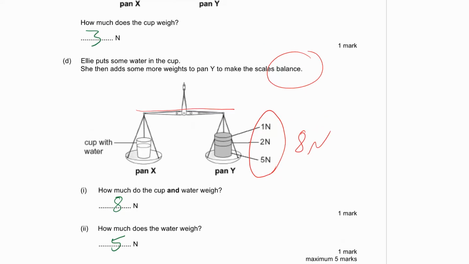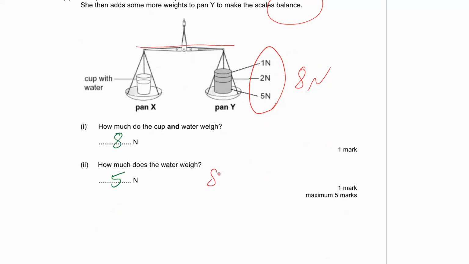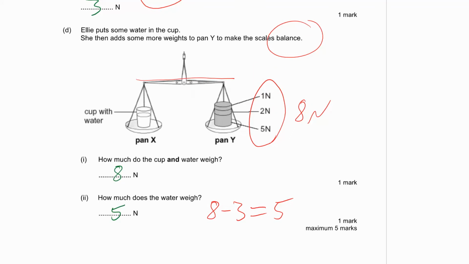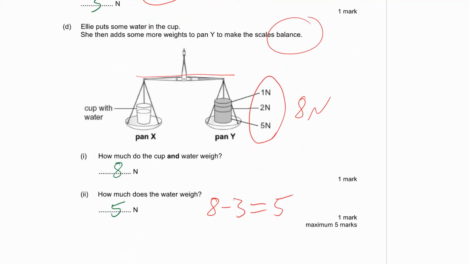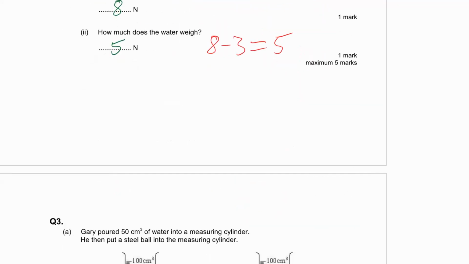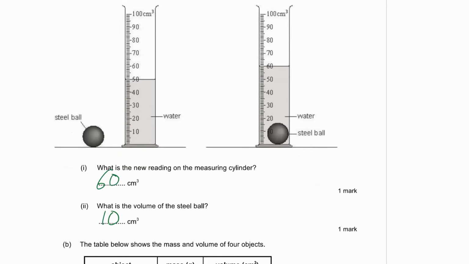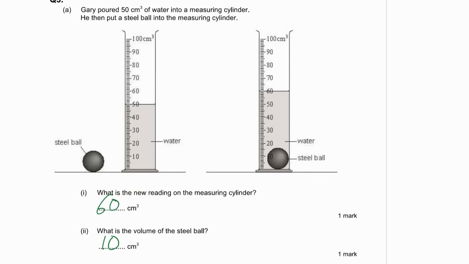And therefore, given that you know the weight of the cup is 3, you can work out that the water must equal 5. Because the weight of the cup and the water is 8, and the weight of just the cup alone is 3. Moving on, what's the new reading on the measuring cylinder?